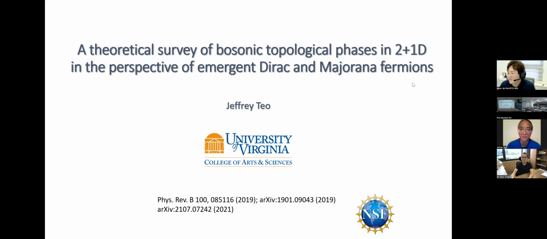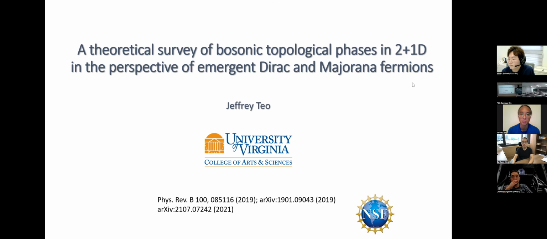So today I would like to give a story. This is a theoretical story of a family of bosonic topological phases in 2 dimensions. The title I call a theoretical survey, but to be honest, I would rather call it a theoretical speculation, because at this point, there are no known materials to support these 2-dimensional topological phases. But hopefully in the future, some interesting phases will emerge from this line of thinking.